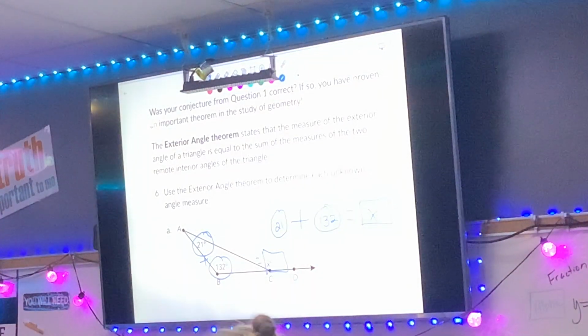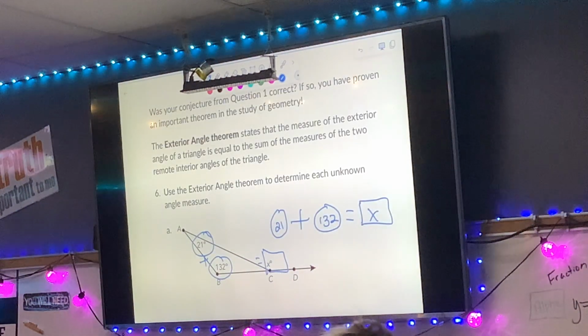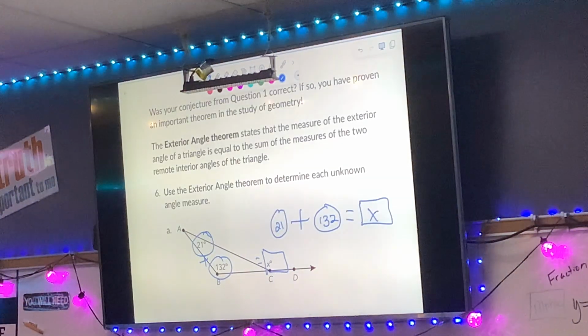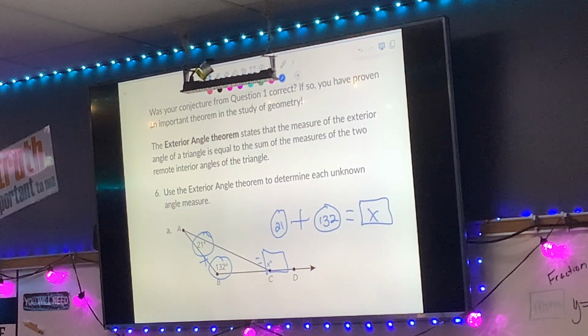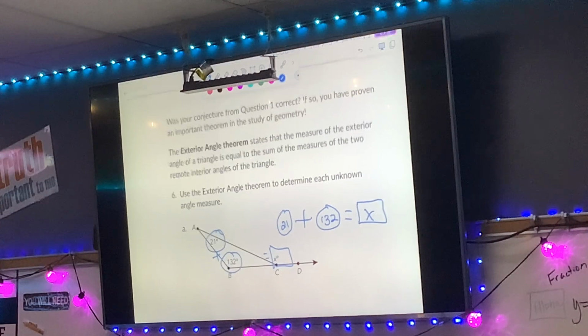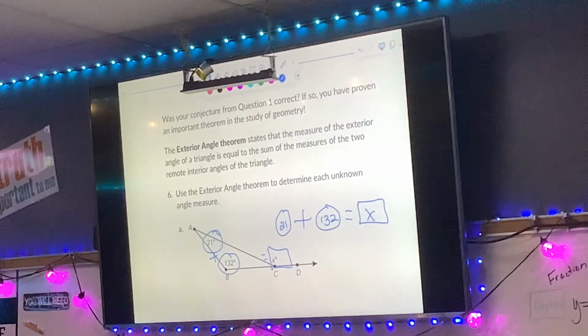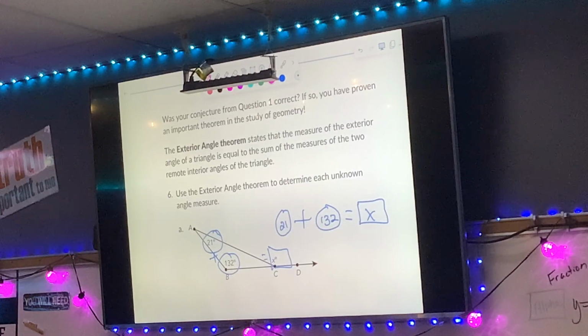You'll not always be missing your answer. Sometimes you'll be missing one of your remote interiors. So what is 132 plus 21? 153. And you just found your answer.